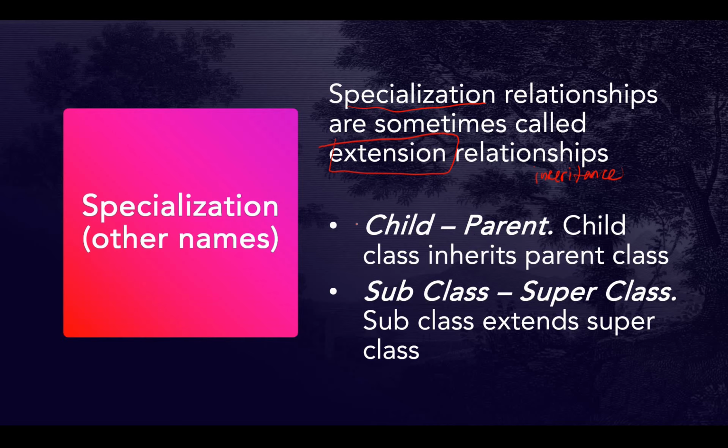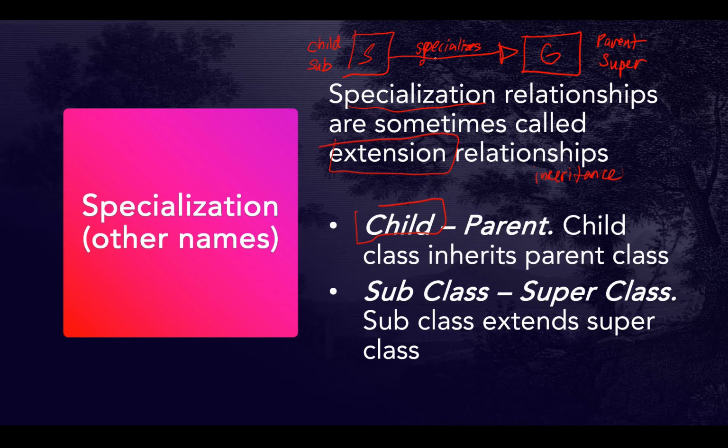And here are other names for the players in this relationship. If you have a specialization which specializes some generalization, you also call the specialization a child class. If this is the child class, then the generalization is your parent class. Specialization can also be called a subclass, and if this is the subclass, then the generalization is called the superclass.